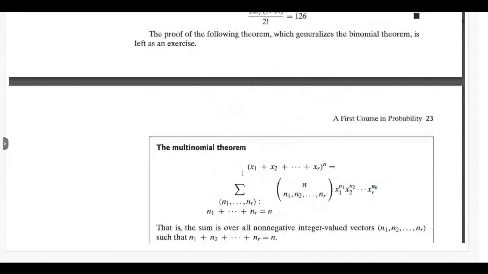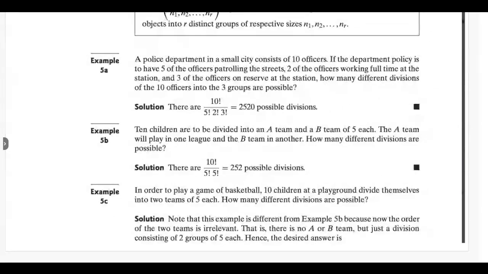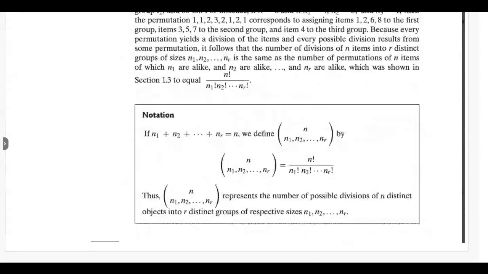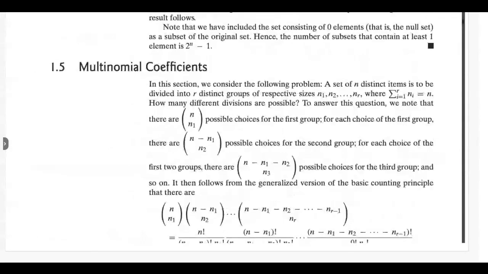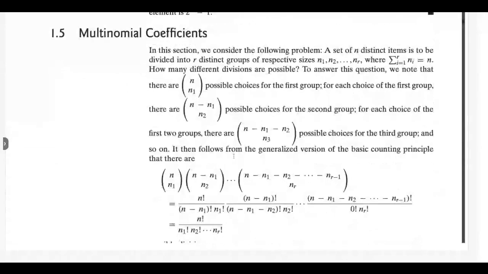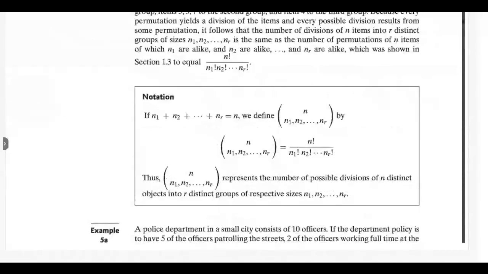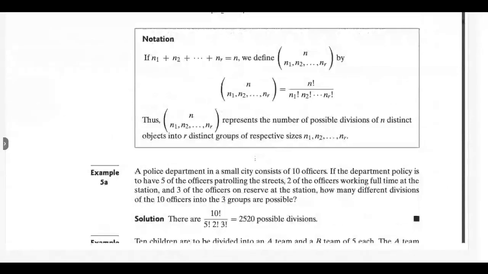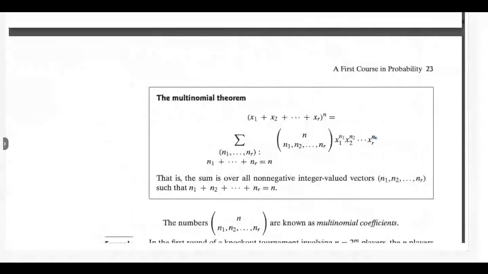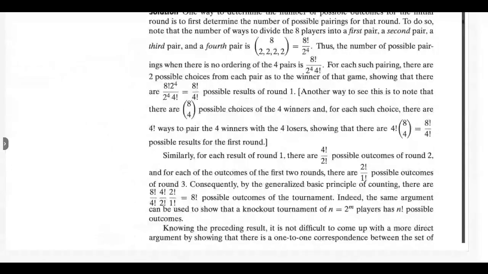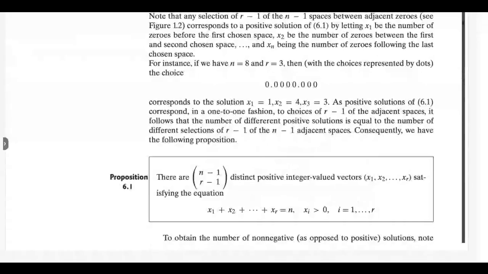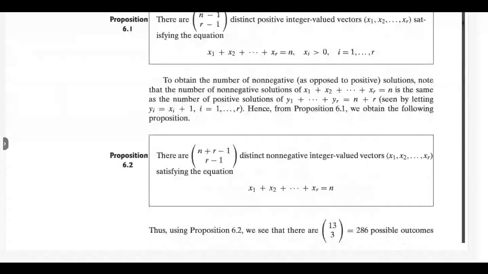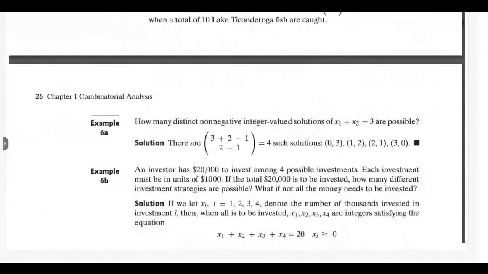And also the two propositions. So today we learned four things actually: multinomial coefficients, and the two propositions, one for positive solutions, one for non-negative solutions, then the multinomial theorem. Anyone has any questions?